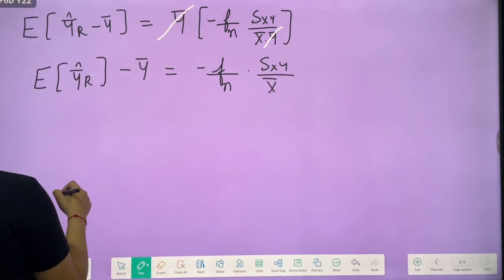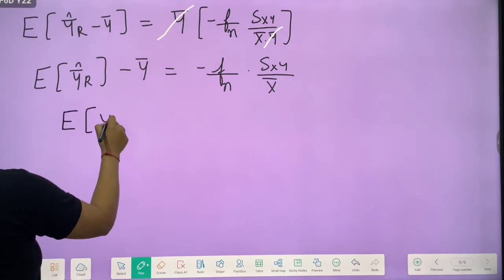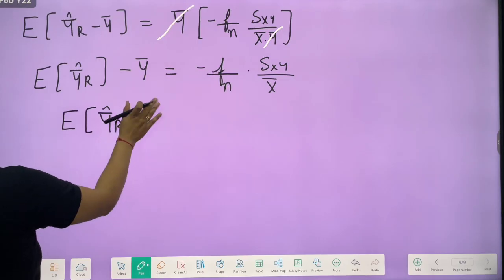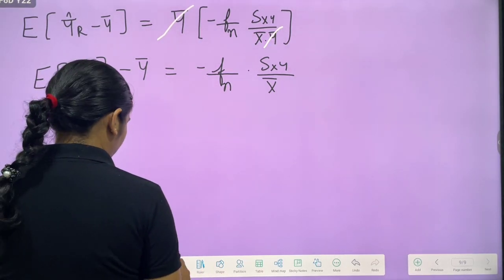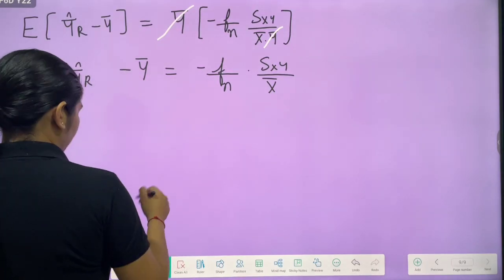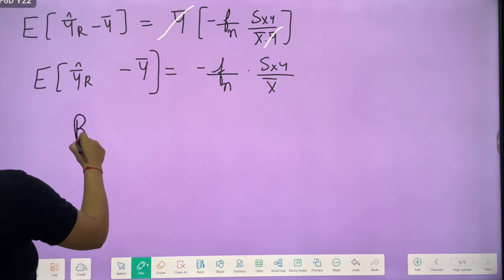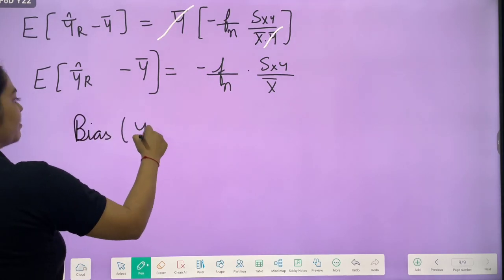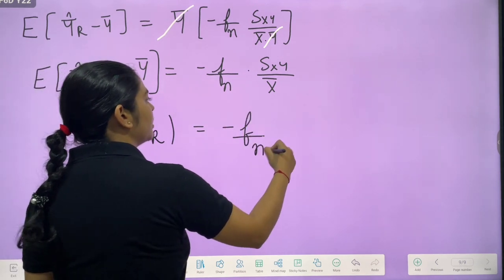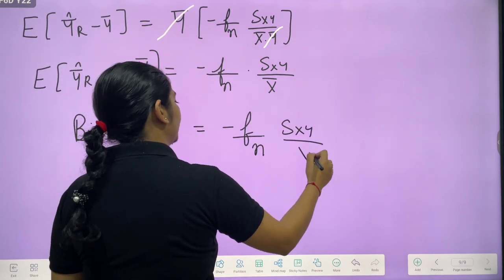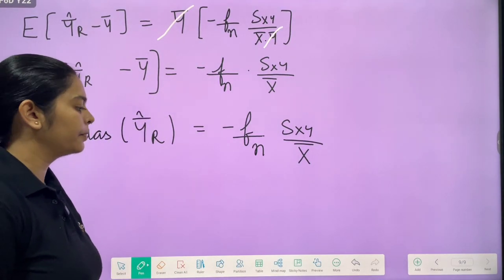And hence we can say that estimation of y bar r, or we can write it like that only. Here we can write it as bias of y bar cap r is nothing but minus f upon n into sxy upon x bar. Now we have to prove that it is an unbiased estimator also.